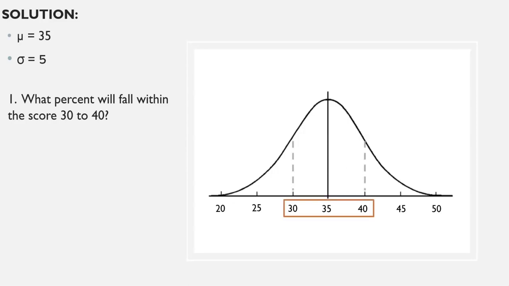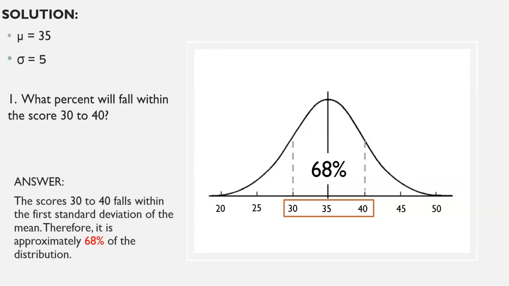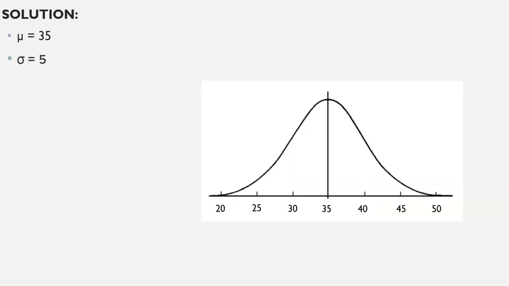So we can find it using the empirical rule. It is in the first standard deviation from the mean, and it is equivalent to 68% of your whole data. Therefore, our answer would be, the scores 30 to 40 fall within the first standard deviation of the mean. Therefore, it is approximately 68% of the distribution.